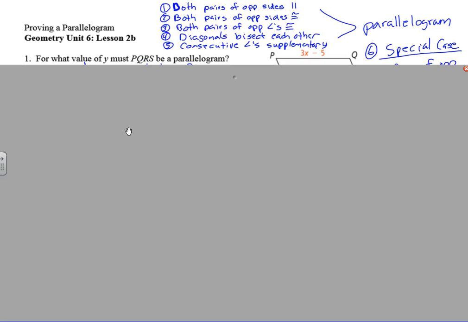So number 1, both pairs of opposite sides parallel. Number 2, both pairs of opposite sides congruent. Number 3, both pairs of opposite angles congruent. And number 4, the diagonals bisect each other. Number 5, consecutive angles are supplementary. So if we can prove any one of those things, then that is our reason.